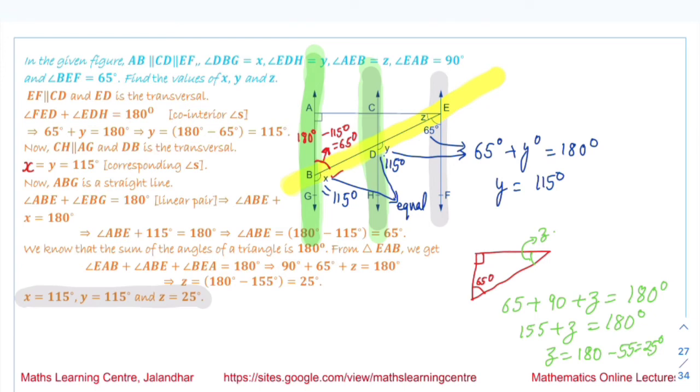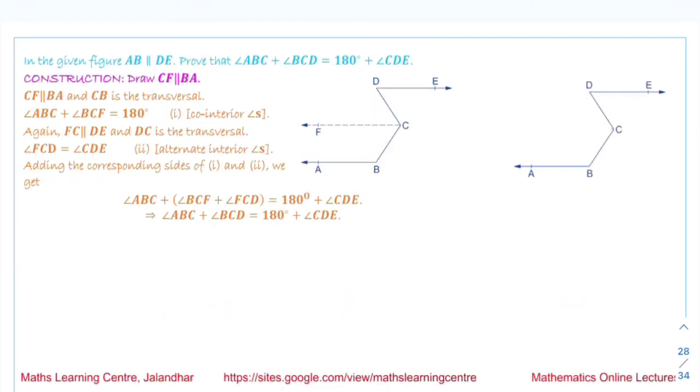Now in the next question, it is given that AB is parallel to DE. So AB is parallel to DE is given to us, and we have to prove that angle ABC plus angle BCD is equal to 180 plus angle CDE.